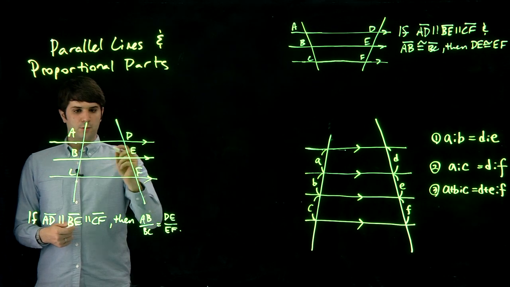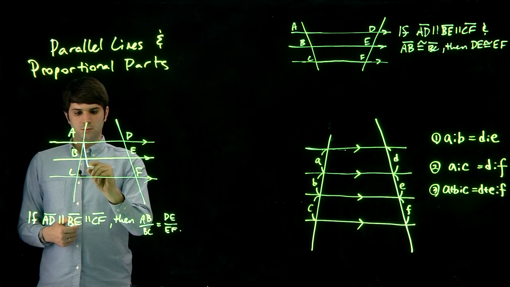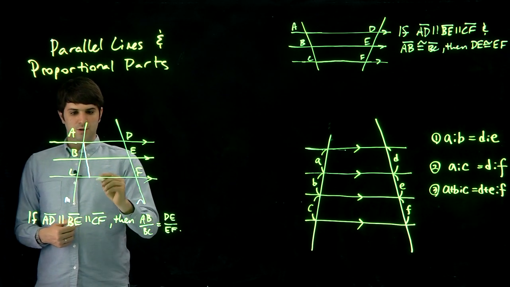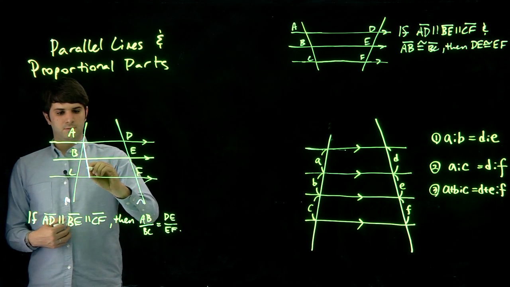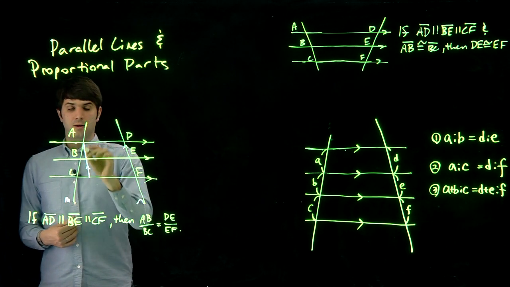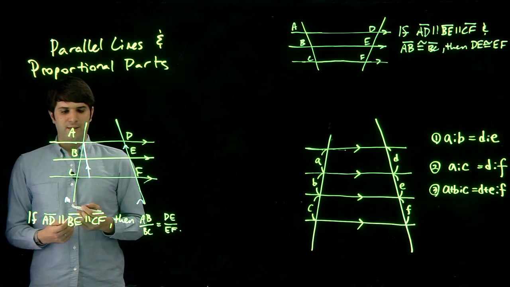So what I want to do here is draw a line from point A parallel to, let's call these lines M and N. So I want to draw a line that's parallel to line N and goes through point A. Okay? So I have that.